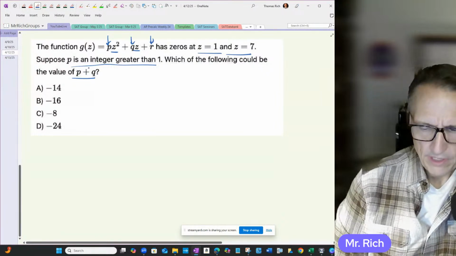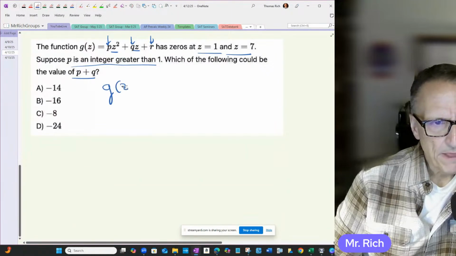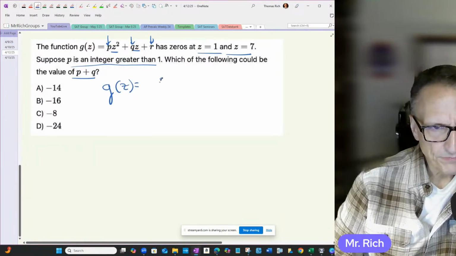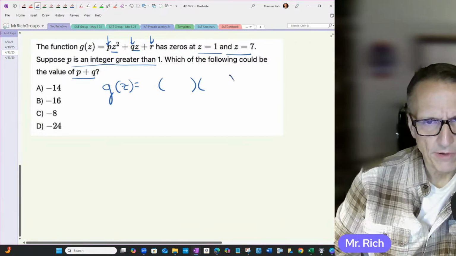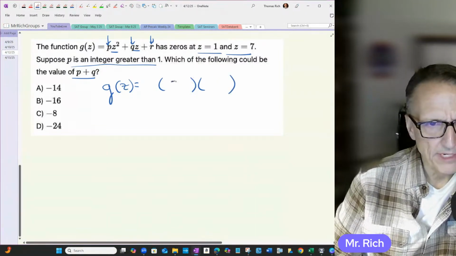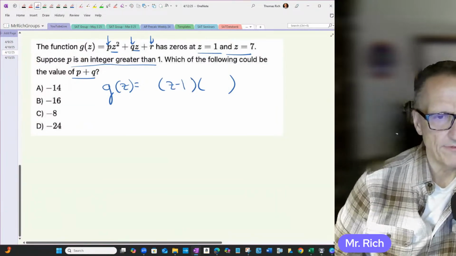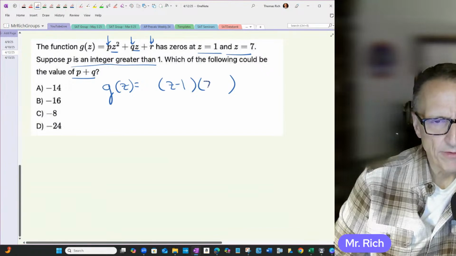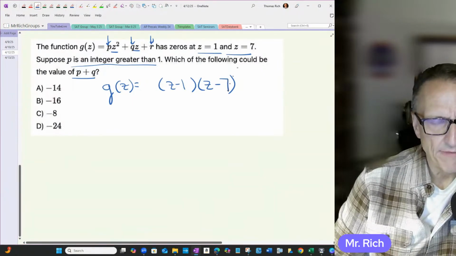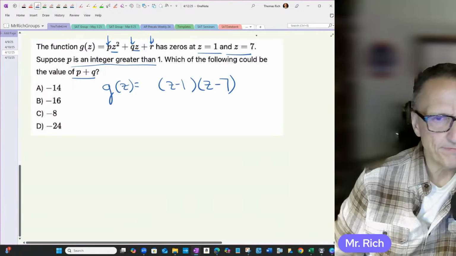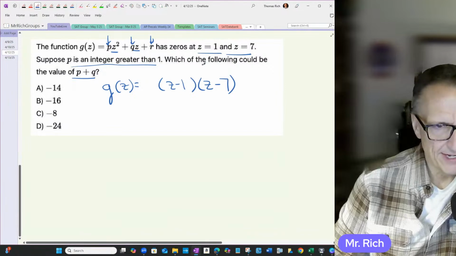Well, we recognize it is a quadratic, and therefore g of z can be constructed by looking at these zeros. Because if the zero is at 1, that means there has to be a factor in the factored form of the quadratic of z minus 1, and there'd have to be a factor of z minus 7, which would then create that zero at 7.